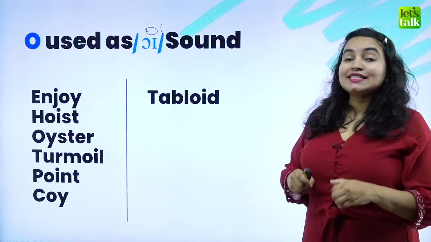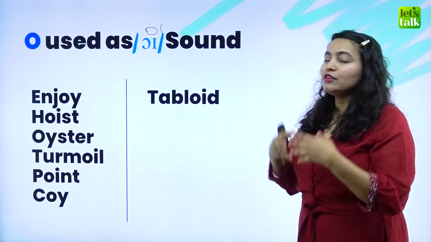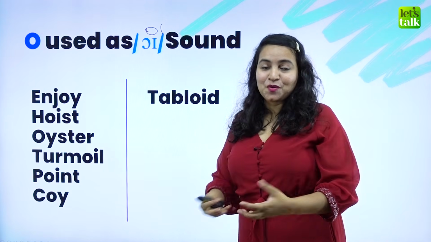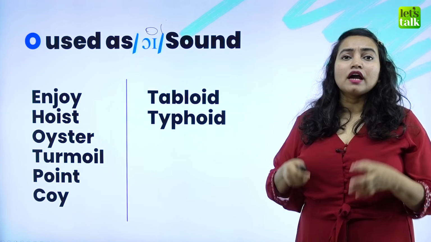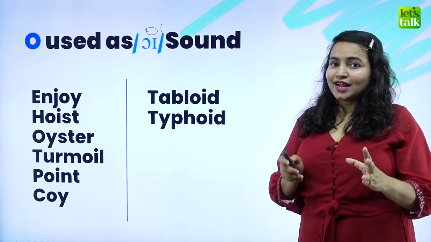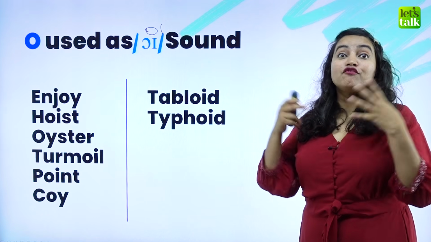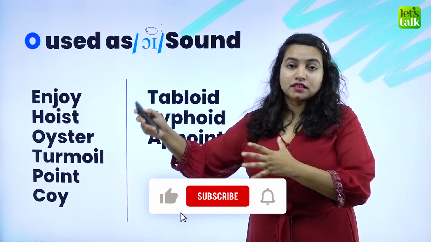The next word, tabloid. Tabloid. Okay, so when we talk about newspapers and the media, we refer to tabloid, where we see a lot of articles. The next word, typhoid. I hope you never catch this disease. It's pretty horrible. It's an illness. It's called typhoid. Oi. The next one, appoint.